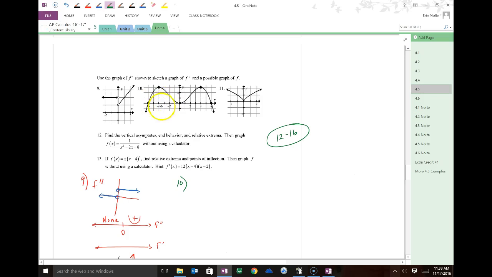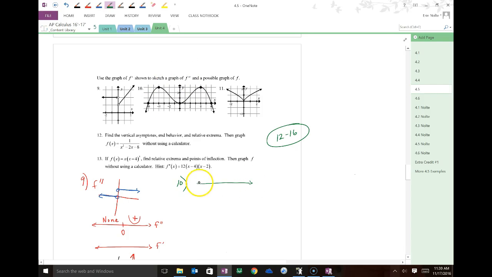Okay, so let's see, they give us the function, the derivative. So they're giving us the slope of our original. We're going to come up with the second derivative and then the possible graph of f. For this one, the first thing I want to do is analyze our slope. Our first derivative has a slope of 0 at -6, 0, and +6.